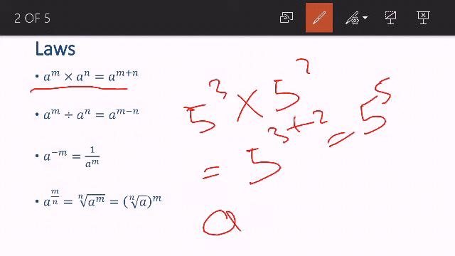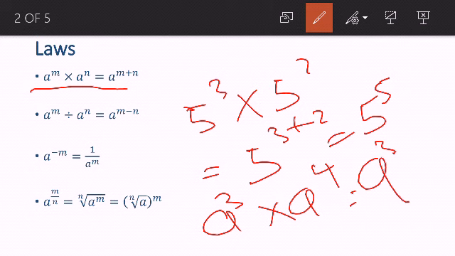In the same way, if I have a raised to power 3 times a raised to power 4, it is equal to a raised to power 3 plus 4, which is equal to a raised to power 7.